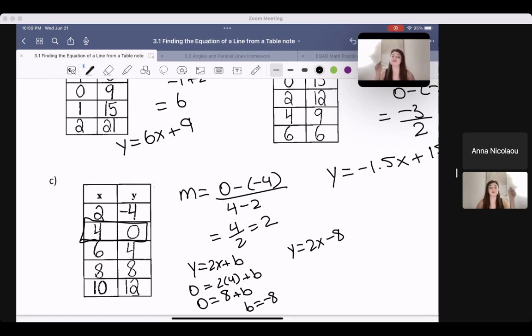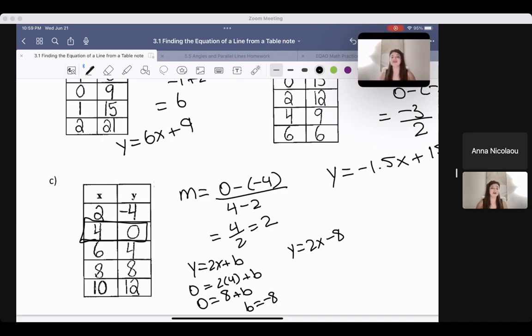Or if you have 2 points, you're also able to do this, because if you have 2 points, you're able to find the slope from those 2 points. And then you're able to use that slope you found with one of those points to find the b value, right? So if you're given either the slope and 1 point, or any 2 points on the line, that is enough information to give you the full equation.